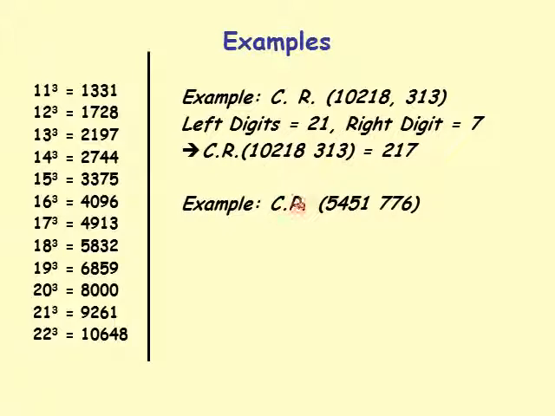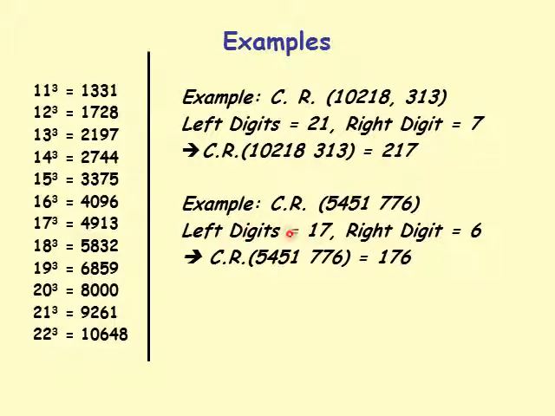Another example here, cube root of 5451776, that's 7 digits. From leftmost 5451, that's between 17 and 18 cubed. So 17 is the leftmost digit. From 6 on the rightmost digit, I have a 6 in the rightmost digit of the answers. So left digits are 17, right digit is 6, and cube root is 176.